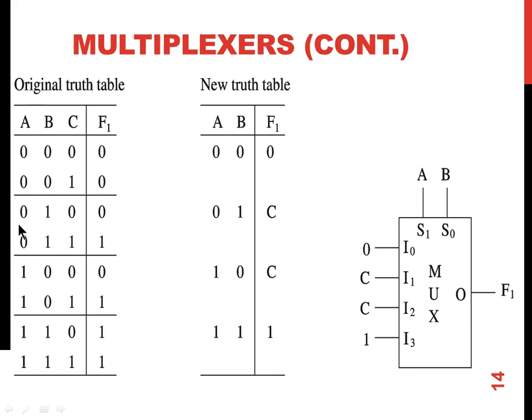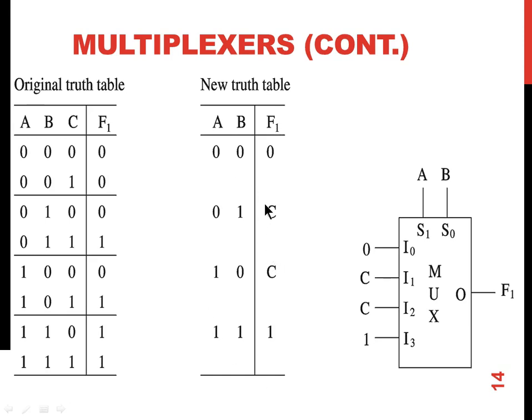When A and B is 0, 1. Same is the case when A and B is 1, 0. When A and B is 1, 0, output F1 follows C input. So I can say F1 is equal to C when A and B are 1, 0. When A and B are 1, 1, F1 remains 1 irrespective of C value. So these 8 input combinations can be optimized to 4 input combinations.